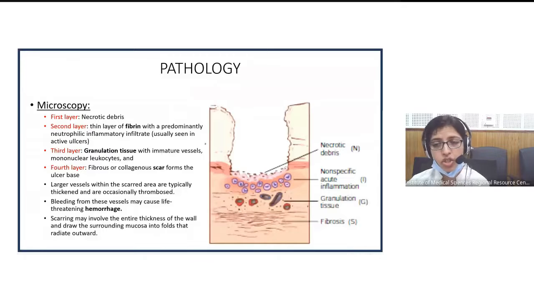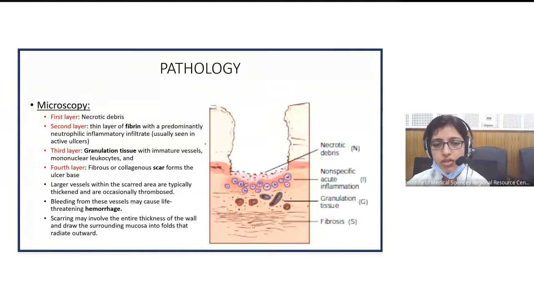There is no active inflammation going on per se. Rather, we will see prominent signs of healing, that is granulation tissue and fibrosis. The third layer is that of granulation tissue that is composed of immature leaky blood vessels and mononuclear leukocytes, and then the fourth layer is that of fibrosis, the collagenous scar that forms the ulcer base.